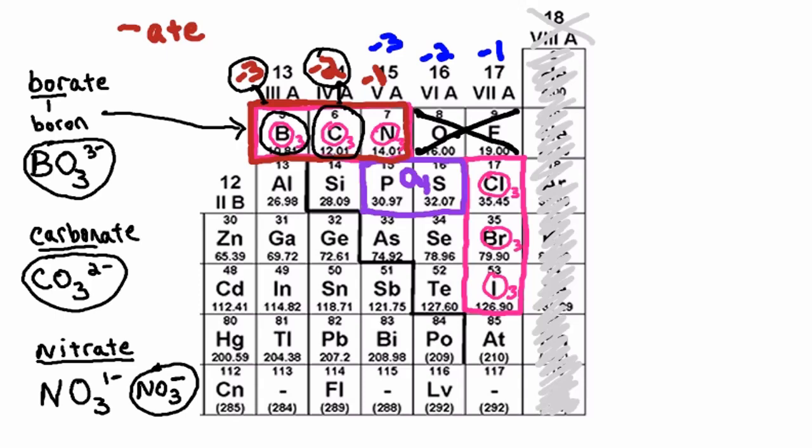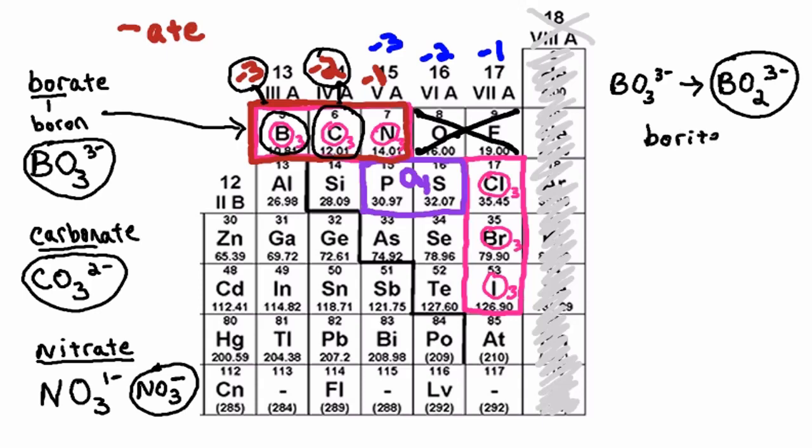So this borate, what if we took away one of the oxygens from the borate? See, borate is right here, and we took away 1 oxygen. So now it's BO2. Now you keep the same charge, the same number charge, which is 3 negative. So you have BO2 3 negative, and that would be called borite because there's 1 less oxygen.